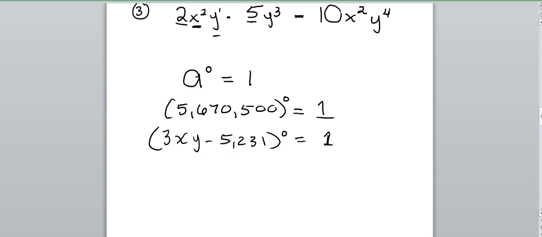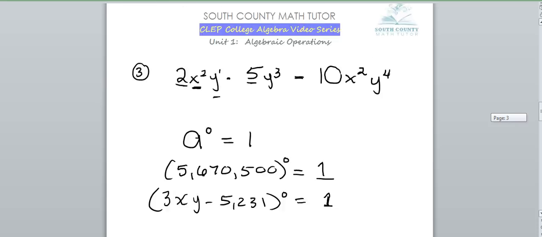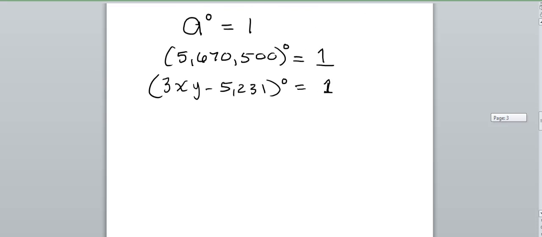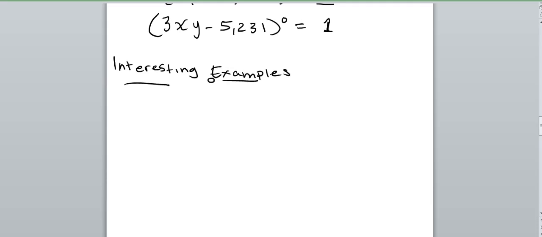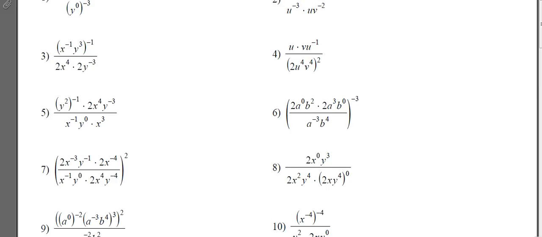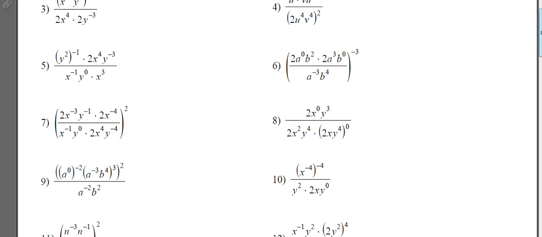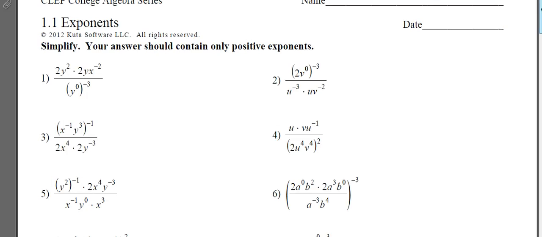Okay, so let's do some difficult examples. I'll call that interesting examples. Let's go to this lovely worksheet that I created. That's going to be on the website, and it will have all my worksheets, with all the answers at the end so that you can check your answers.